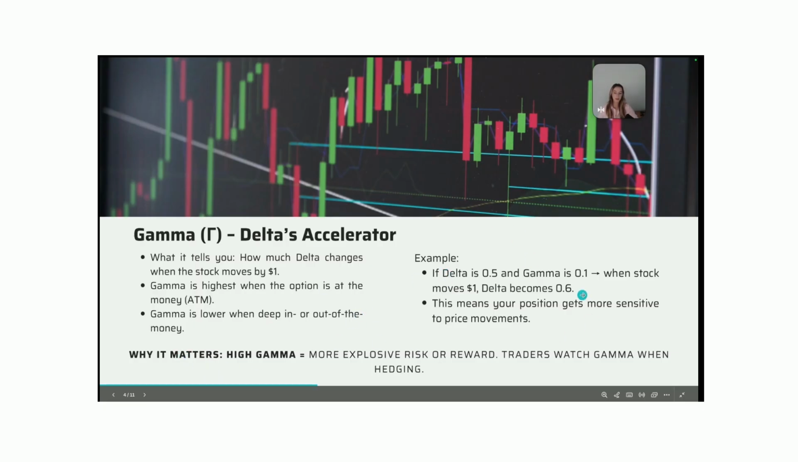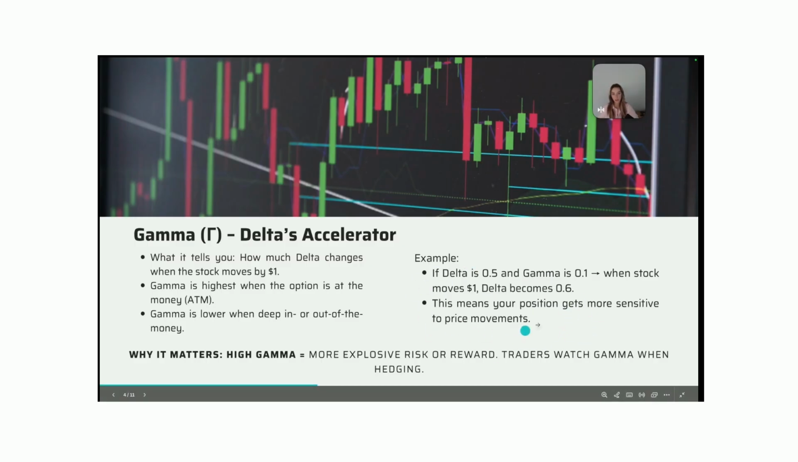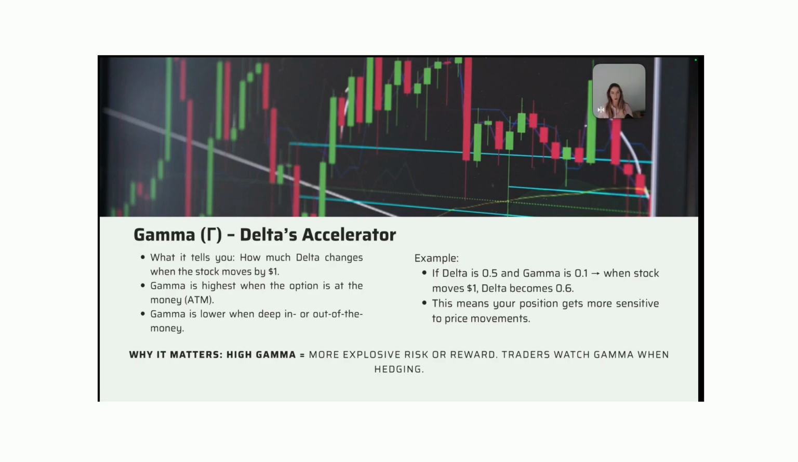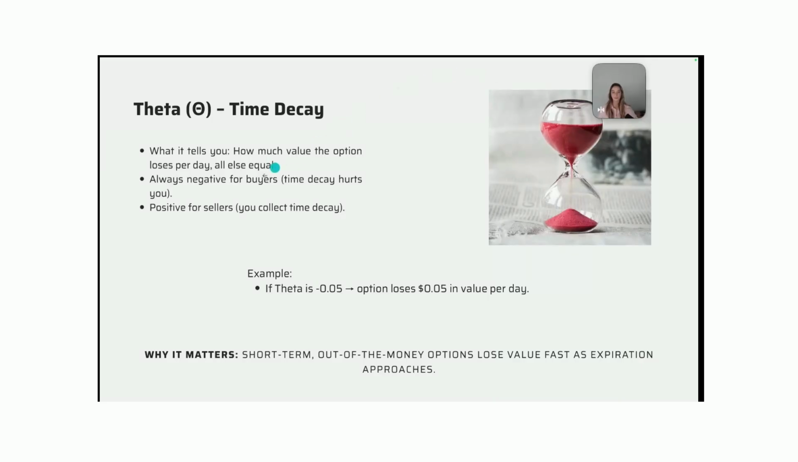For an example, delta is 0.5 and gamma is 0.1. When the stock moves by $1, delta becomes 0.6. This means your position gets more sensitive to price movements. So why does this matter? High gamma equals more explosive risk to reward. Traders watch gamma when hedging, so that hedging part is not going to be super important to us unless you are looking to hedge. But for right now, beginner's guide. So gamma is delta's accelerator.